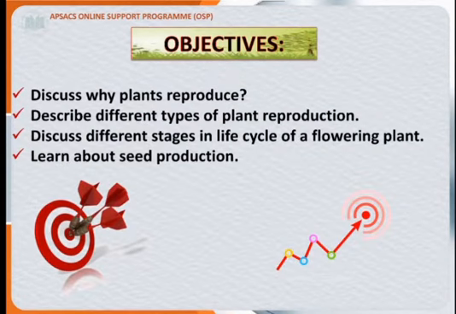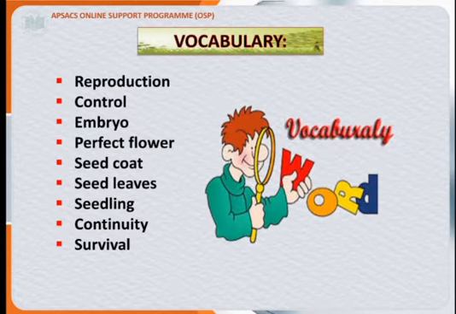Objectives. Objectives of this lesson are: discuss why plants reproduce, describe different types of plant reproduction, discuss different stages in the life cycle of a flowering plant, learn about seed production. Vocabulary words: reproduction, control, embryo, perfect flower, seed coat, seed leaves, seedling, continuity, survival.